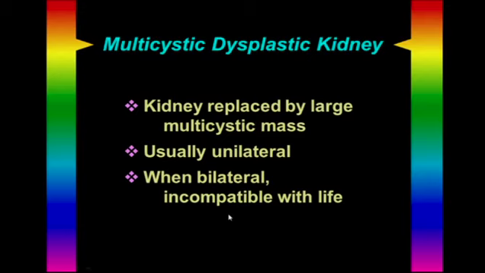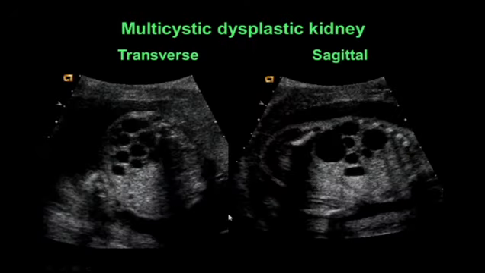With a multicystic dysplastic kidney, the kidney is completely replaced by a large multicystic mass. This is typically a unilateral process. When it is bilateral, it's incompatible with life because there's no renal function in the fetus, and it's as though the fetus had bilateral renal agenesis. So the typical finding is we'll see in the renal fossa a cluster of cysts. Often this cluster of cysts is bigger than what a normal kidney would look like.